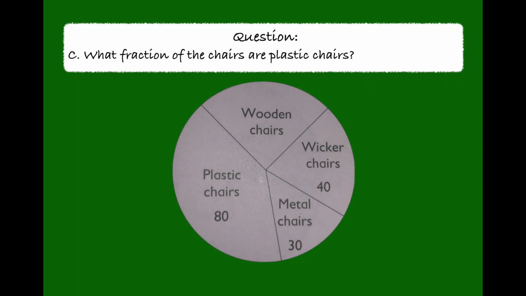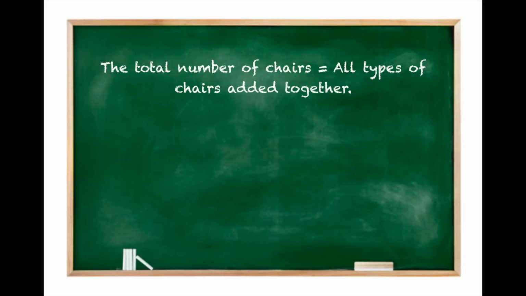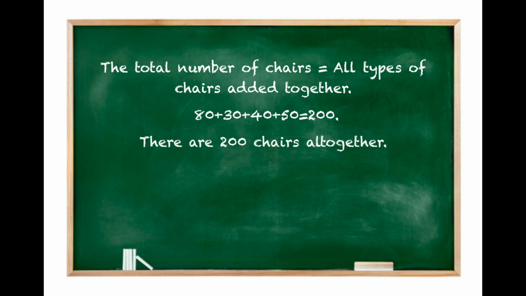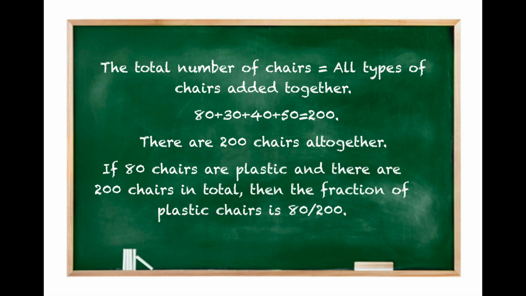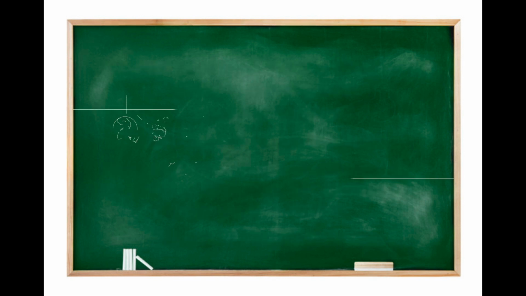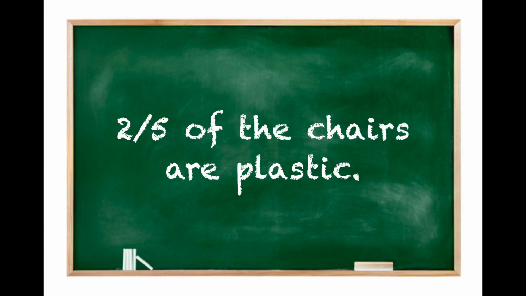Question C. What fraction of the chairs are plastic chairs? The total number of chairs equals all types of chairs added together. 80 plus 30 plus 40 plus 50 equals 200. There are 200 chairs altogether. If 80 chairs are plastic, and there are 200 chairs in total, then the fraction of plastic chairs is 80 over 200. This can be simplified to 2/5. 2/5 of the chairs are plastic.